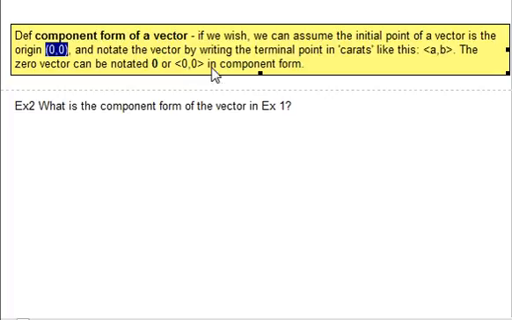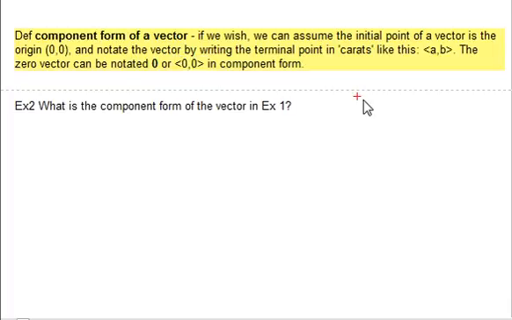But then we can notate the vector by writing the terminal point only in carets, like this, the vector AB. That's component form. And again, that's one of the infinite number of representations of that vector, but it's the one that has initial point at the origin. The 0 vector is notated with a boldface 0 or else (0, 0) in component form.